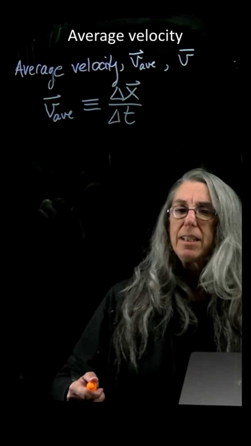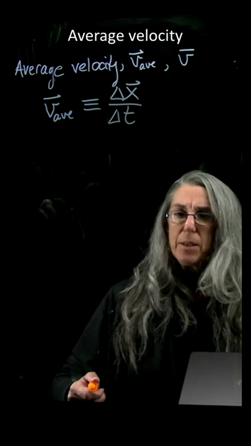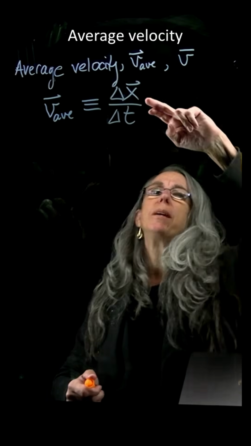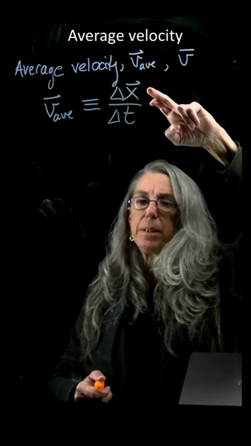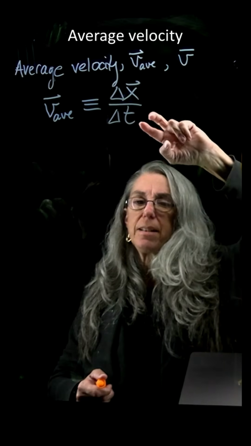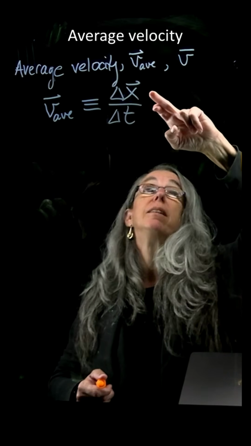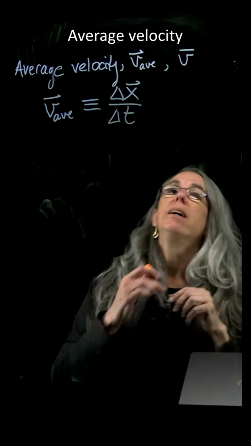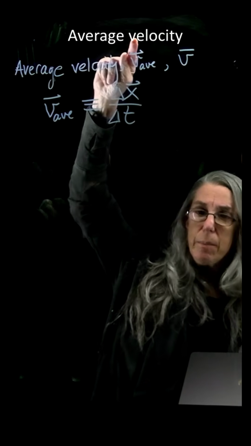The average velocity is defined as the displacement over time. So you might remember that delta x is the symbol for displacement. It means change in position, and we're dividing by delta t, the time interval that matches the displacement interval. I have two different ways of writing it up here.